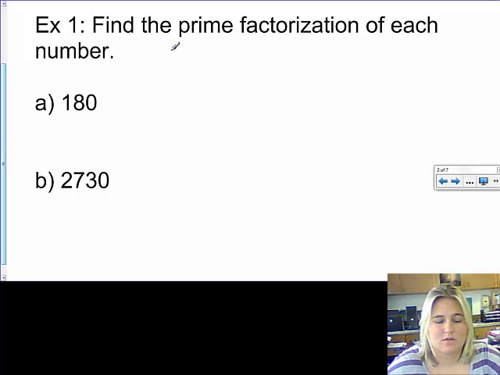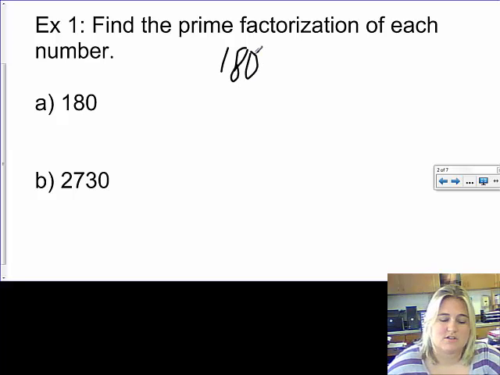So, I'm going to start with 180, and I'm going to use a factor tree to help me find the prime factorization. Whenever we use a factor tree, remember that we're splitting the number into two numbers that multiply to get that number. So because this ends in a 0, I'm going to start with 18.